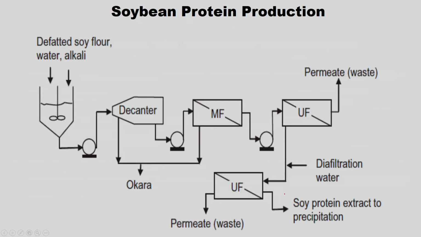The flow sheet is here. So, we have defatted soy flour with water and alkali, which is pumped into the decanter. Based on the density, it removes the concentrated, high density part. Then it is further pumped to the microfiltration, then further ultrafiltration. Here we get the permeate as a waste, and the extract is further processed with the ultrafiltration membrane using diafiltration water. Here we get the soy protein extract for precipitation, and the permeate goes as a waste. So, this is the soy protein extract for further precipitation.